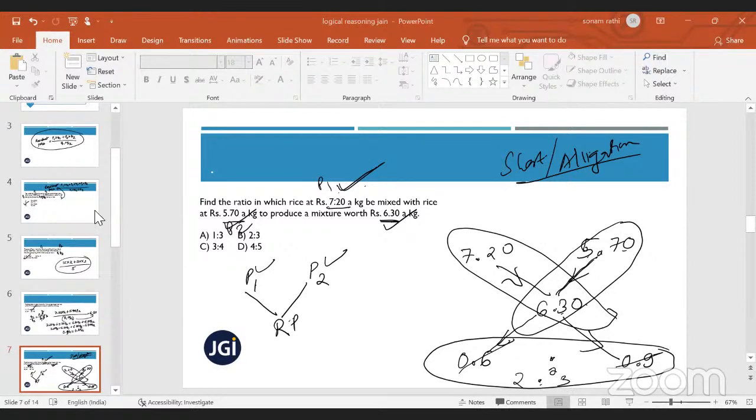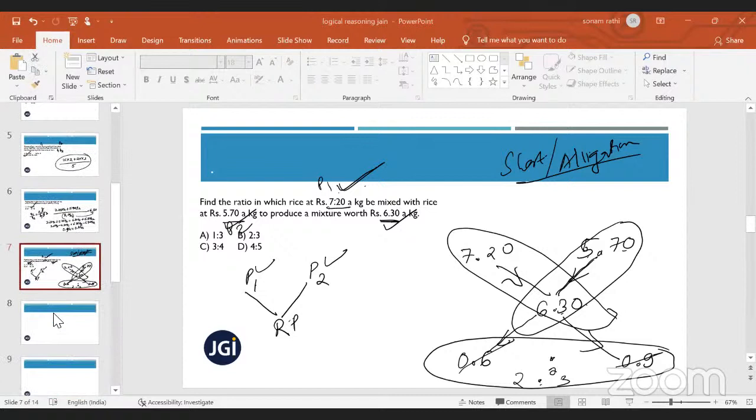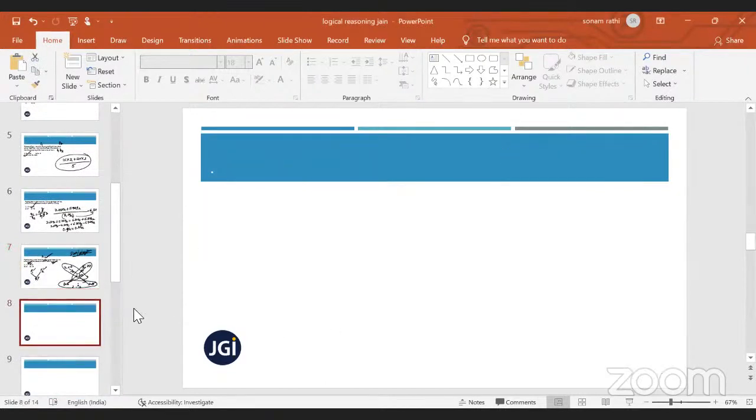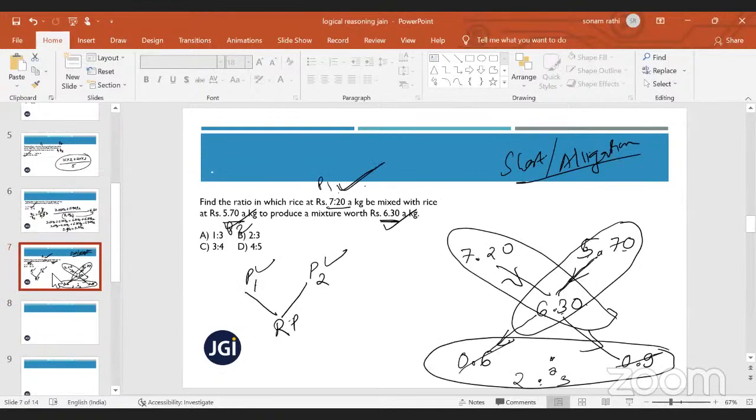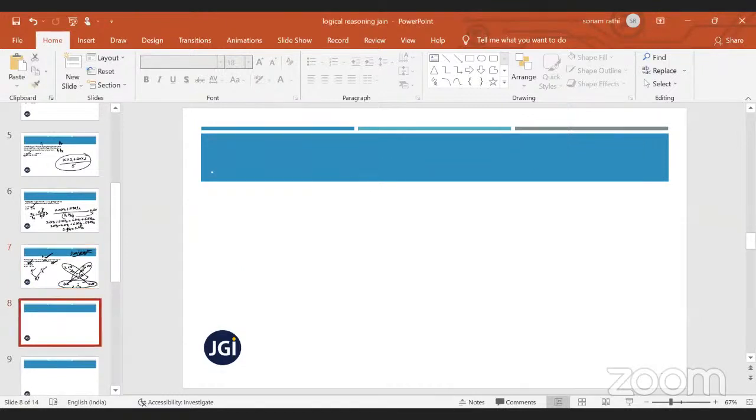Yes. So it's all about the diagram. You have to draw the diagram properly. Okay. Let's do one more question. And it is handy. This alligation is handy when you know the three prices. If you know the three prices, you can directly find the ratio of Q1 is to Q2. Okay. Next question.